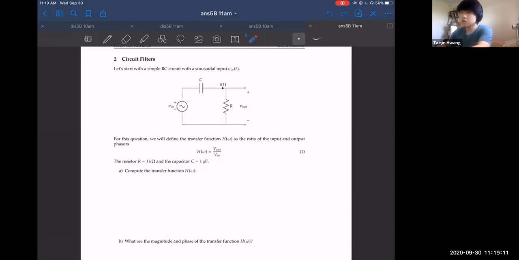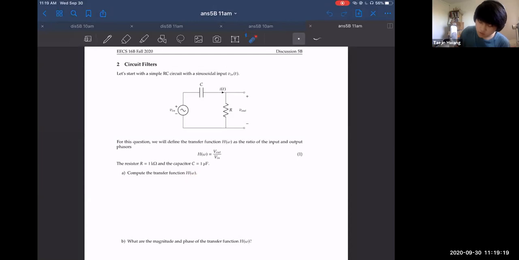The main idea here is we want to find what the transfer function H of omega is, since we know H of omega is equal to V out phasor over V in phasor. So I'd recommend you convert everything into the phasor domain and then work from there.